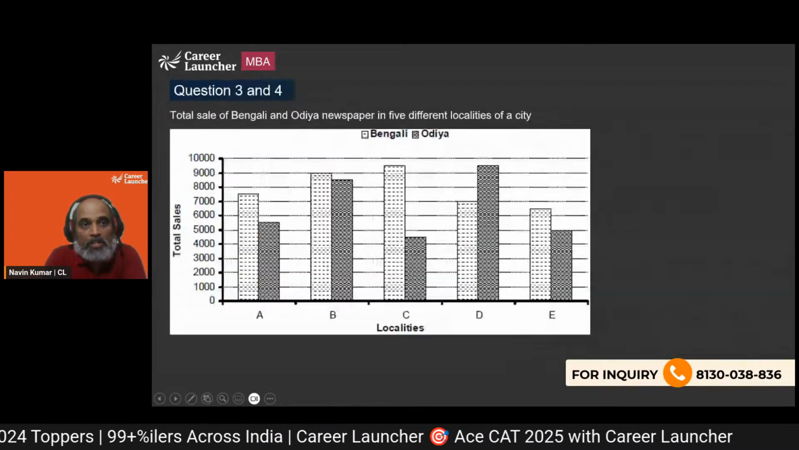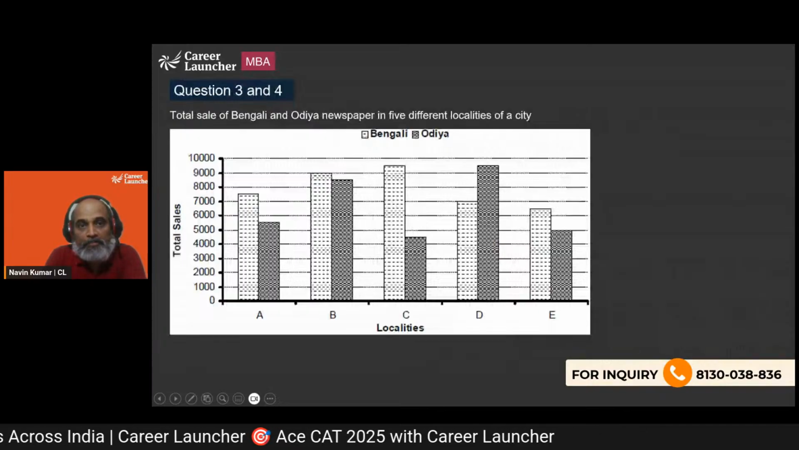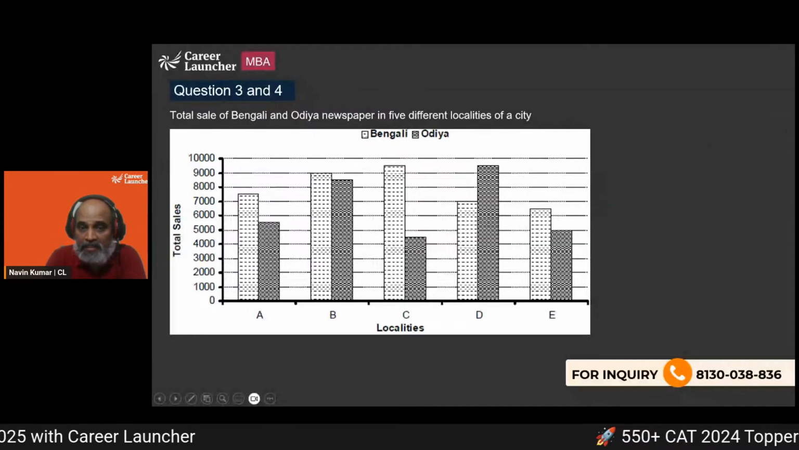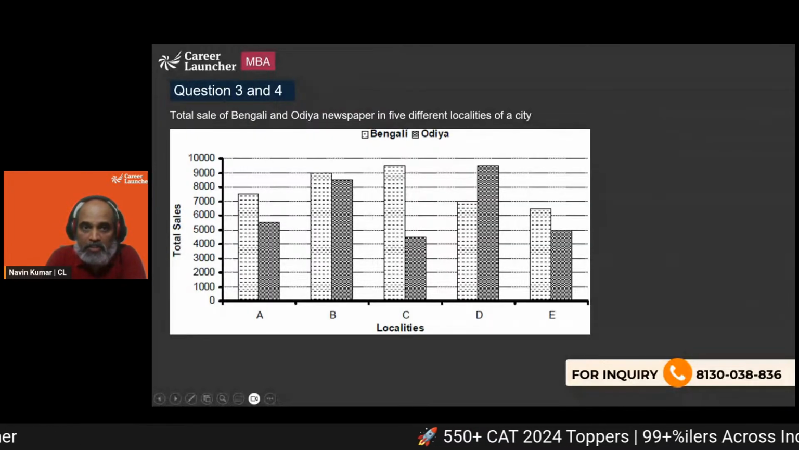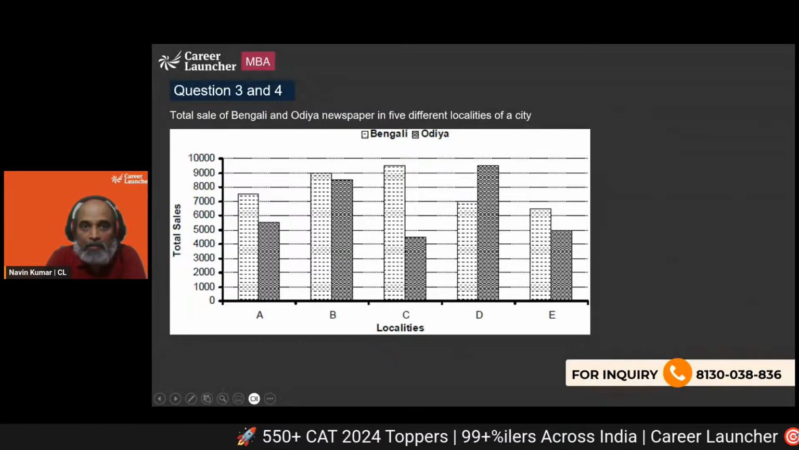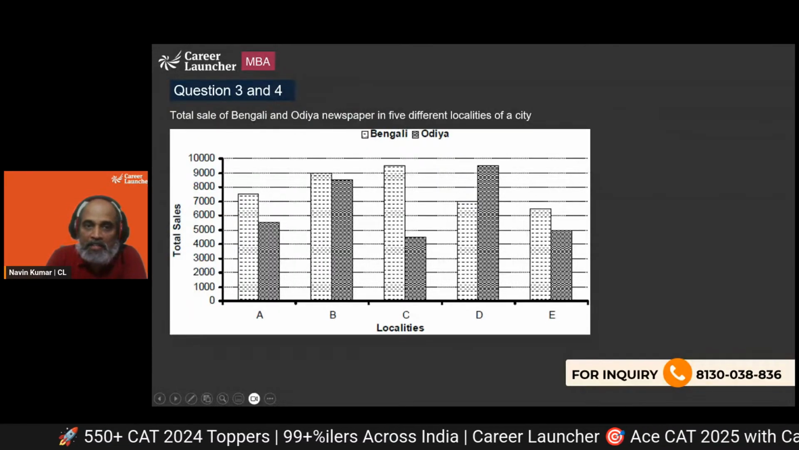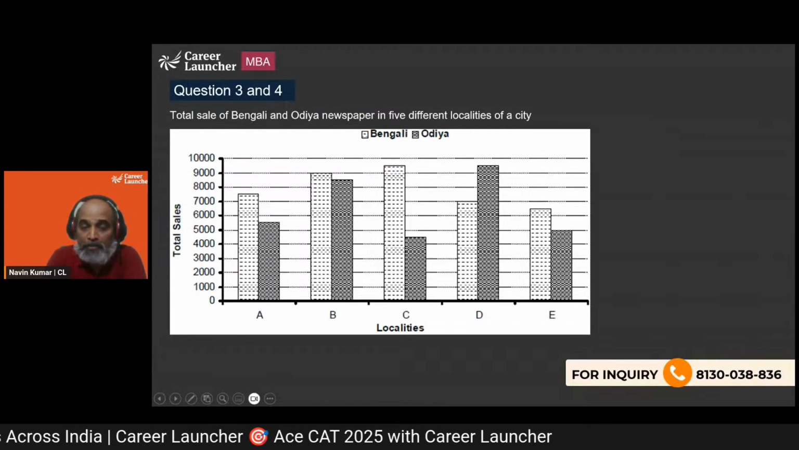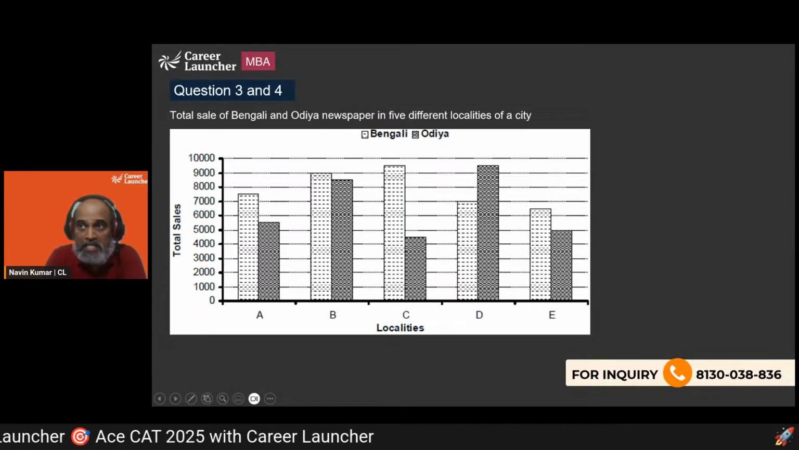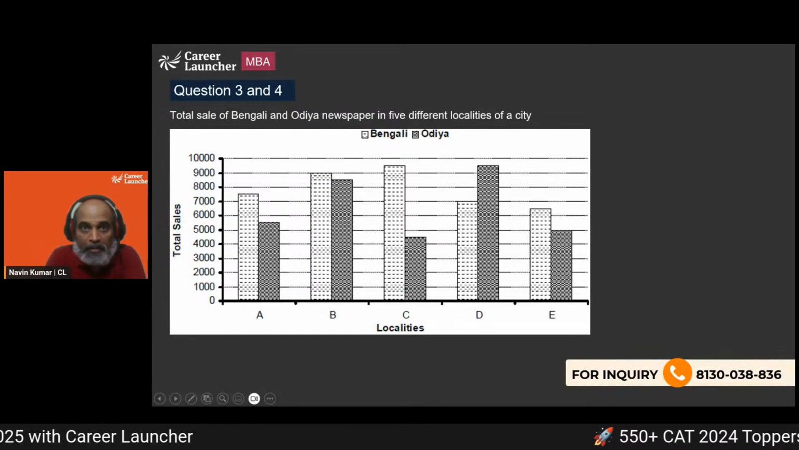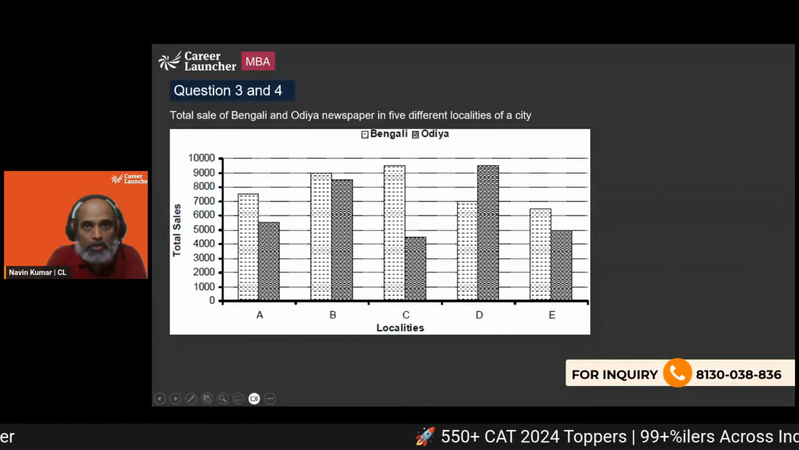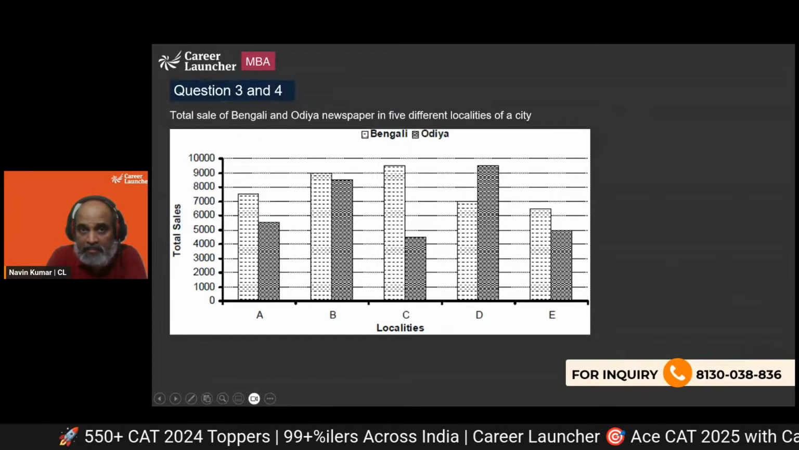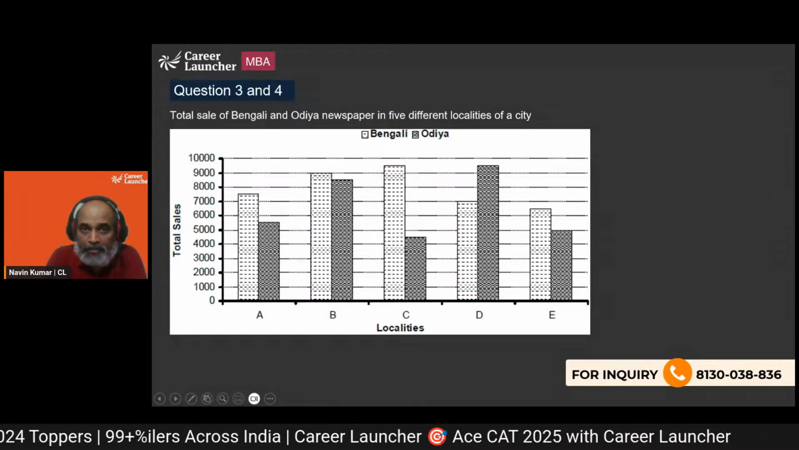Okay, next one. Total sale of Bengali and Odia newspaper in 5 different localities of a city. So the localities are given as x-axis. The legend says the dotted ones are Bengali and the shaded ones are Odia. So in locality A, we have got Bengali to be between 7,000 and 8,000. So we'll prefer that to be 7,500, even though it can be 7,498 or 7,400 even, we are not sure. But the way it is drawn, we should always take it as midpoint. And if I look at Odia in locality A, it's around 5,500.